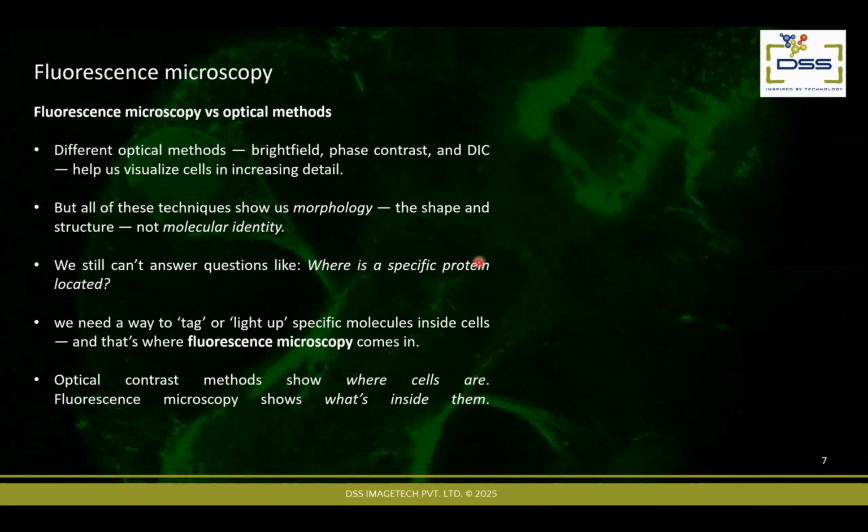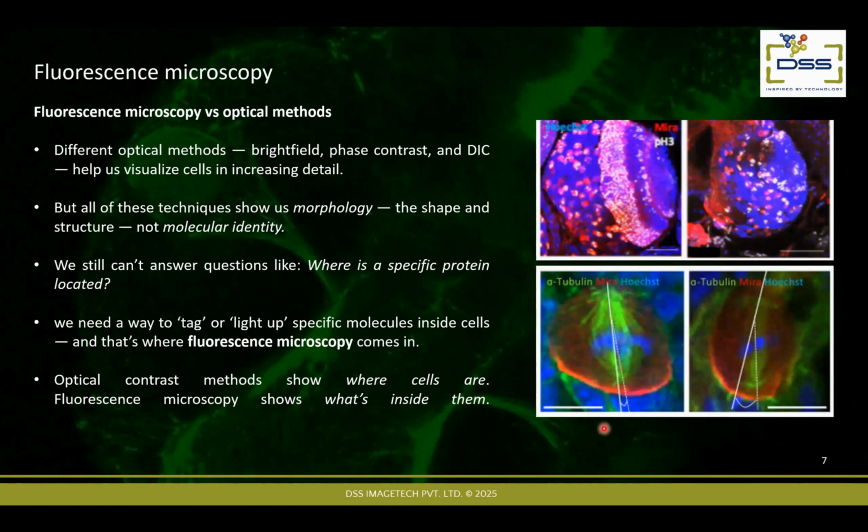So there we need to turn to fluorescence microscopy. Fluorescence microscopy essentially allows us, like I said, to tag specific proteins using dyes or antibodies. Then these proteins light up, and we can localize these proteins inside a cell, and we can localize specific cells inside a tissue. Optical contrast methods like bright field, phase contrast or DIC show us where cells are, and fluorescence microscopy shows what's particularly inside of them with high specificity.